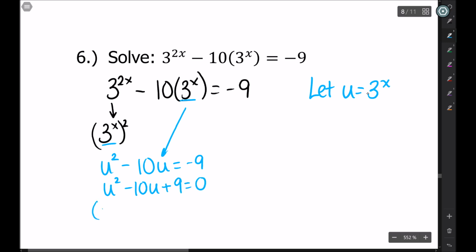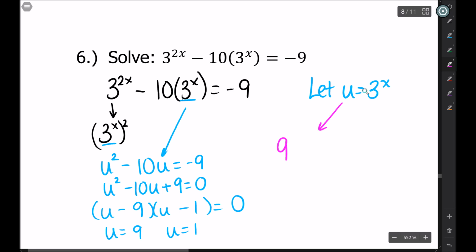So I'm going to solve this for u, and I'm going to have u minus 9 and u minus 1. Which means that u is 9 and u is 1. Okay, so now that I know that u is 9, I can replace this u right here with 9, and I can say 9 equals 3 to the power of x. Okay, and then I also know that u is 1, so I can replace this u with 1 and say 1 equals 3 to the power of x.